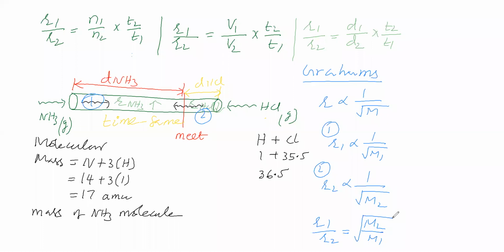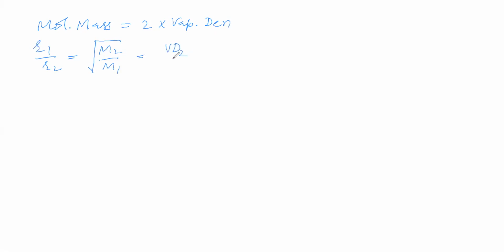Next point we will see: the relation between molecular mass and vapor density. Molecular mass is equal to 2 into vapor density. As per that, we have R1 by R2 is equal to square root of M2 by M1. Now let us substitute vapor density in the place of molecular mass. Then R1 by R2 is equal to square root of M2 by M1, which is equal to square root of vapor density of second gas by vapor density of first gas.